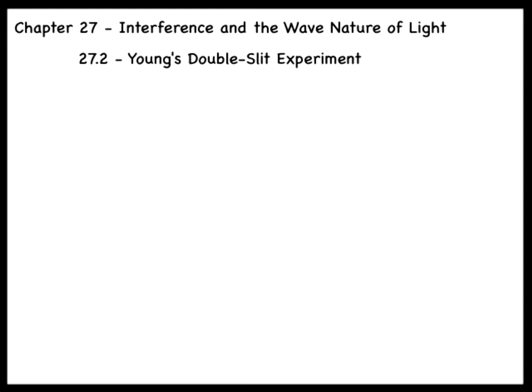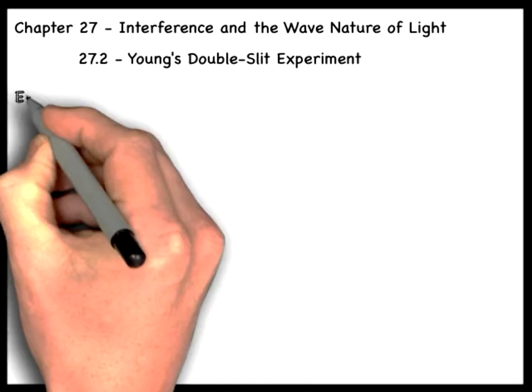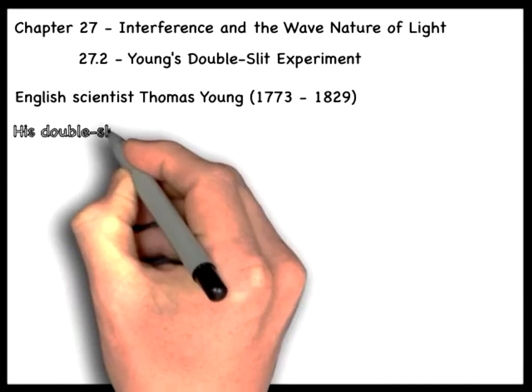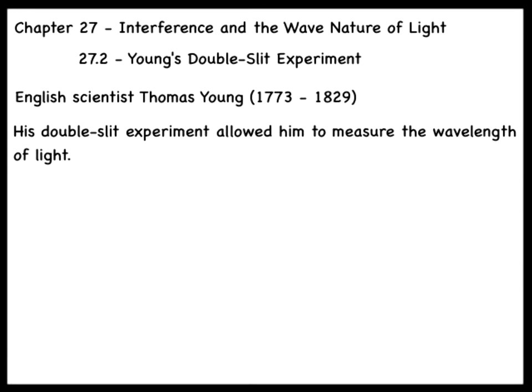A wave theory of light had been developed by Huygens and others in the 1600s. However, it wasn't until 1801 that an English scientist named Thomas Young performed a historic experiment that demonstrated the wave nature of light. His experiment was particularly important because he was able to determine the wavelength of the light from his measurements, which was the first such determination of this important property.